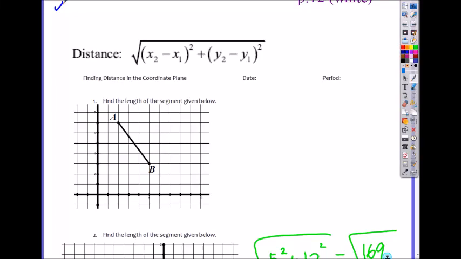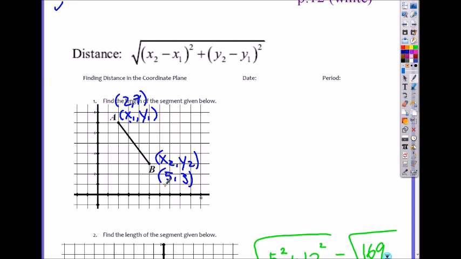So how do you find the distance between 2 points? You call one of the points x1, comma y1, and here you can call it x2, y2. Right? Can I call this x2, y2? Yes. Then just call the other one x1, y1. So what's the ordered pair of A? It's 2, comma 7. What about B? 5, comma 3.